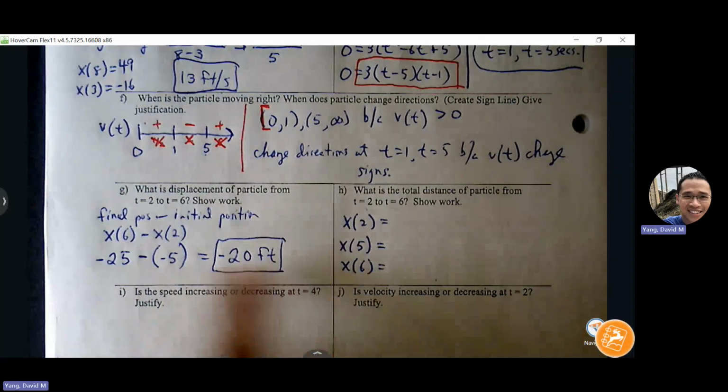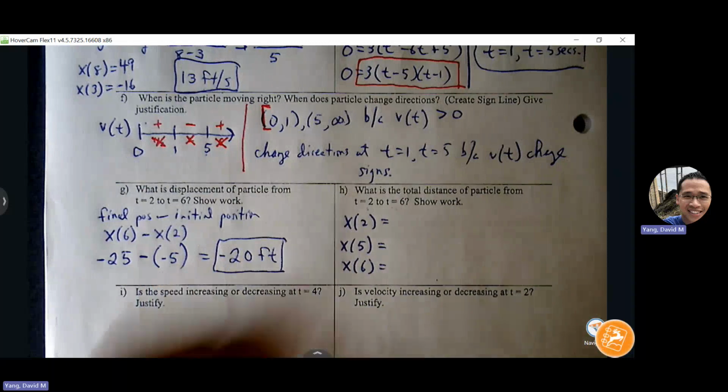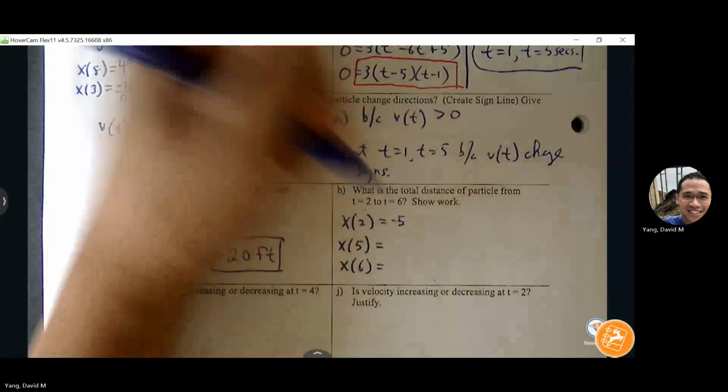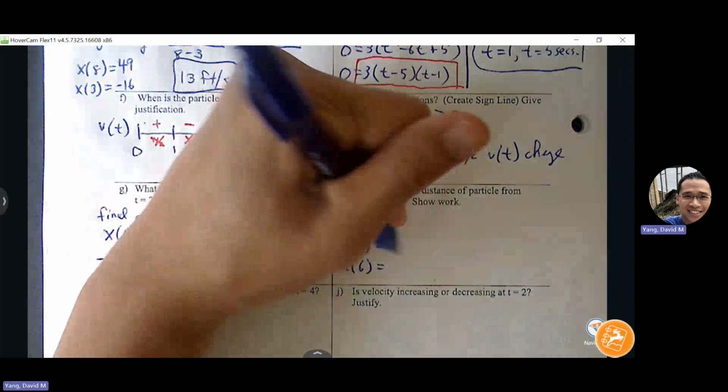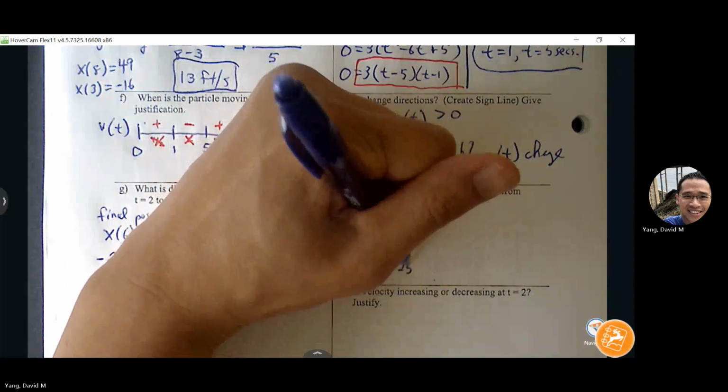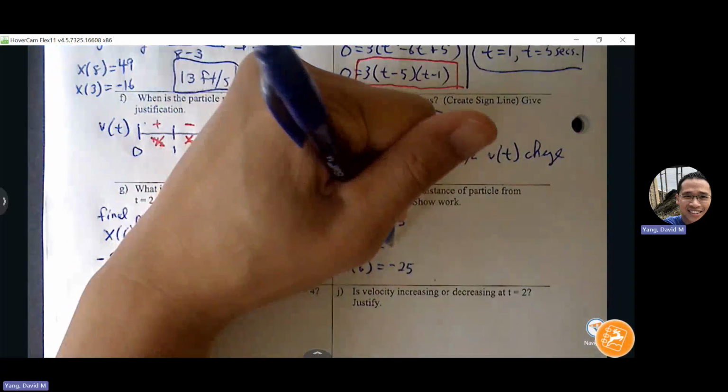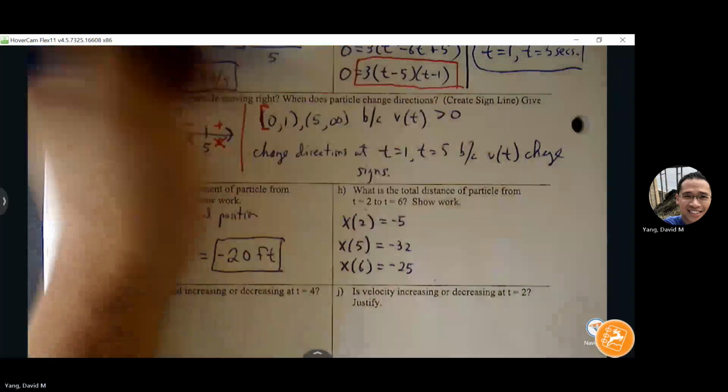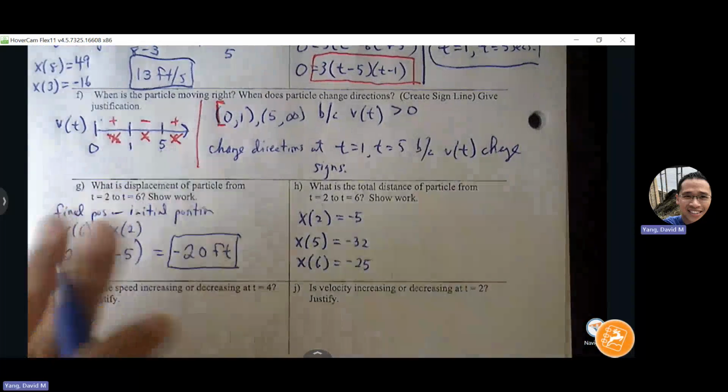Okay, I'm going to fill this in here. X sub 2 was negative 5. X sub 6 is negative 25. And x sub 5 is, in this case, negative 32. Okay, so let me talk about what we do from here.